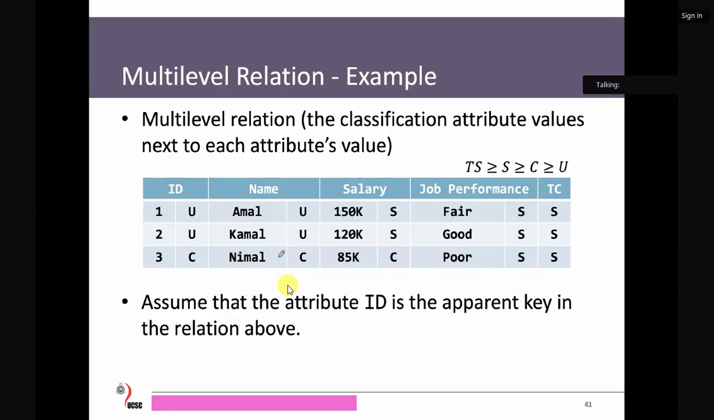Third, its ID is 3, but its classification level is C, right? Different. And the name is Nimal. Again, Nimal's name is confidential. Salary is confidential. Job performance is poor. Again, it's secret, right? Assume that the attribute ID is the apparent key.